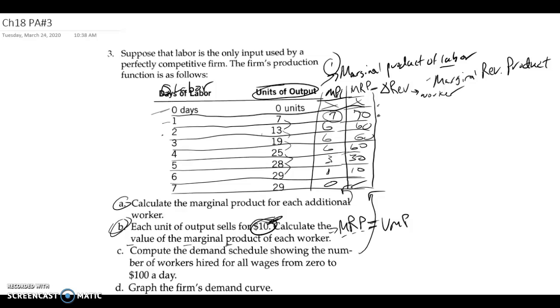Next one, it says compute the demand schedule showing the number of workers hired for all wages from $0 to $100 a day.